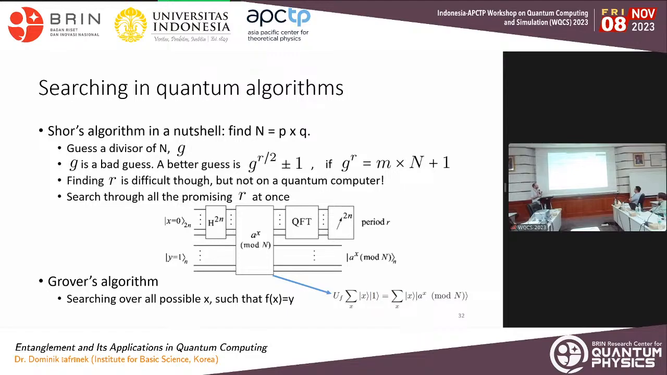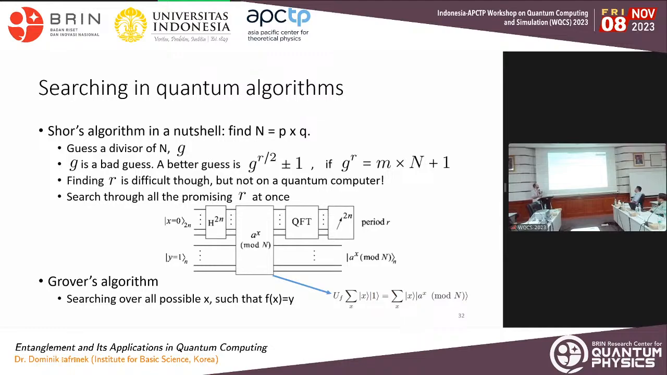If you manage to find this R, which is some integer such that G to the power of R is some multiple of N plus 1. And apparently there's also a theorem which says that this is always possible. So if you can measure such an R, then this better guess gives a factor of N. If I take some powers of G, like 1, 2, 3, 4, and eventually find R, this is a much better guess.